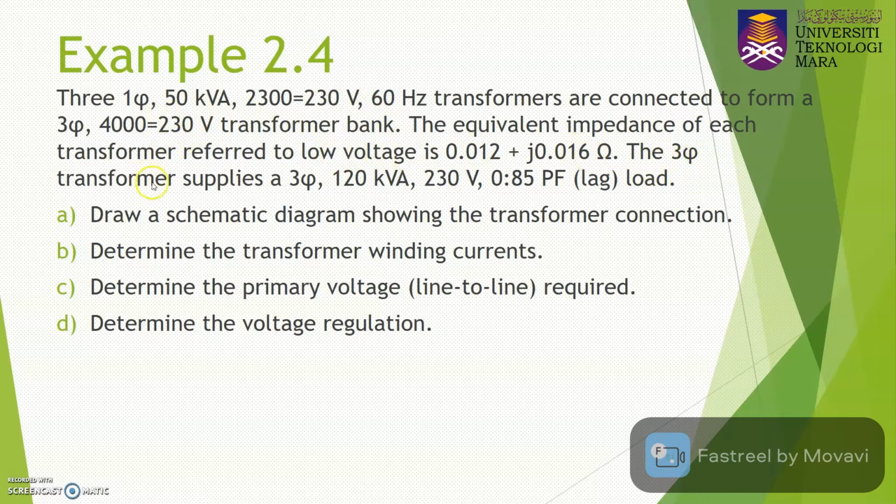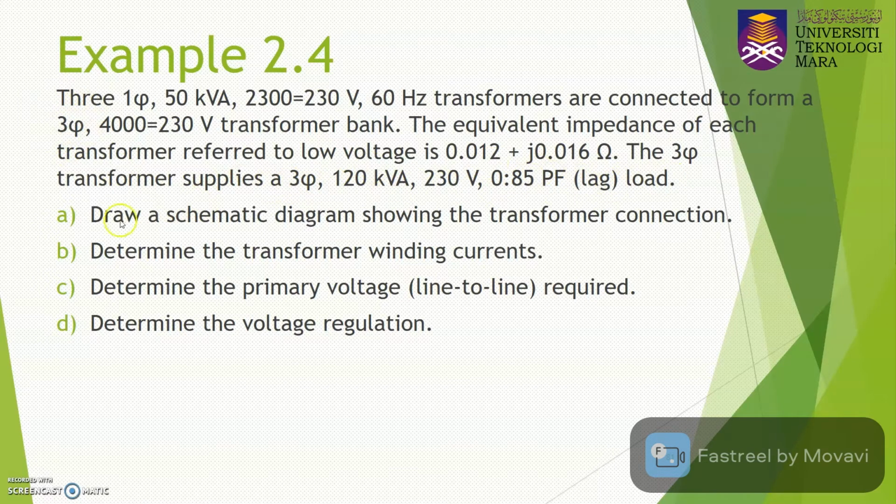The three-phase transformer supplies a three-phase 120 kVA, 230 volt, 0.85 power factor lagging load. Meaning that now the combination of the single-phase transformers becomes a three-phase transformer, and the three-phase transformer will supply this load.